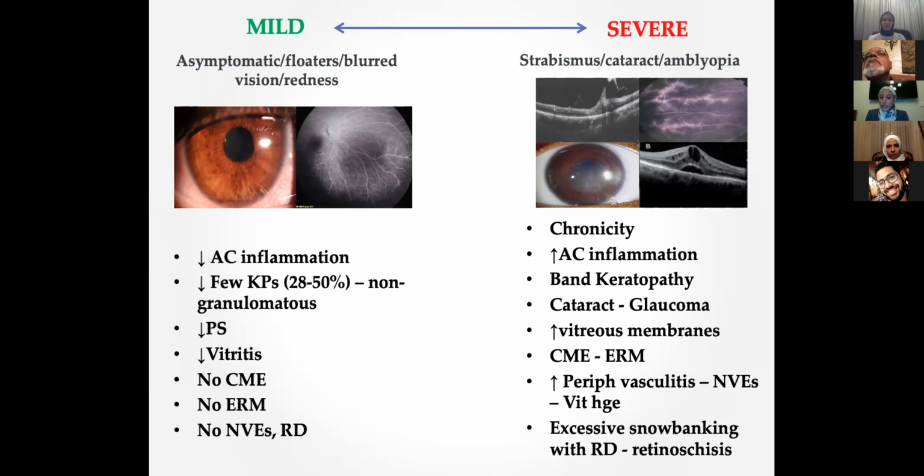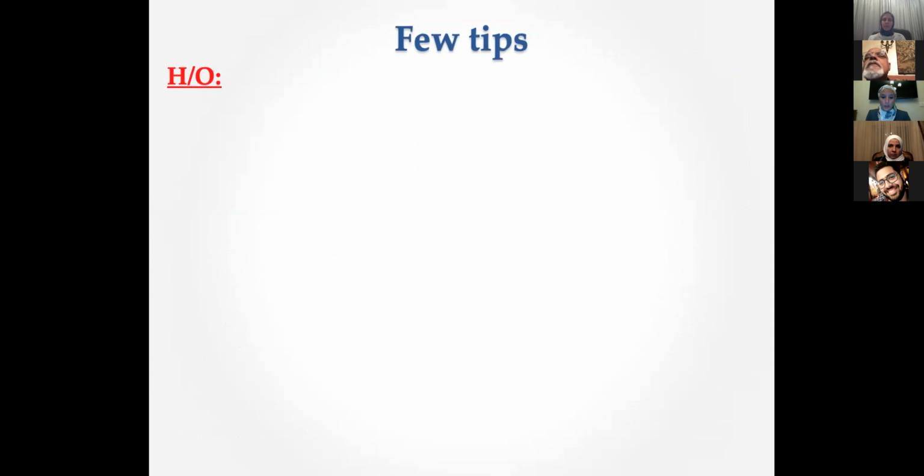We also need to monitor the periphery of the retina of these patients because the ischemia can result in neovessels or even disc neovessels, as well as vitreous hemorrhage, and the excessive snow banking can present with localized RD or even retinoschisis. So here are some tips during the history, the examination, and the investigation of the patients.